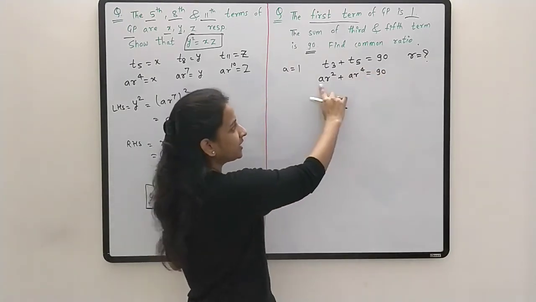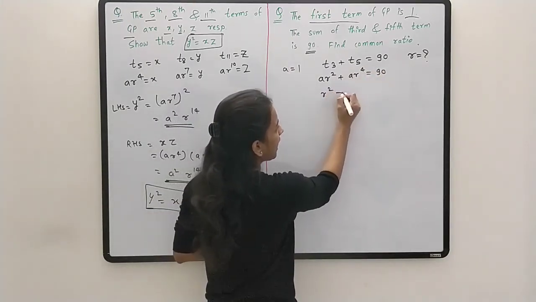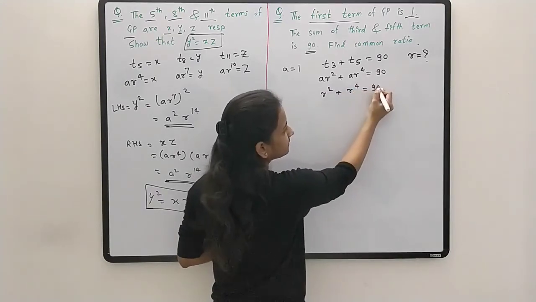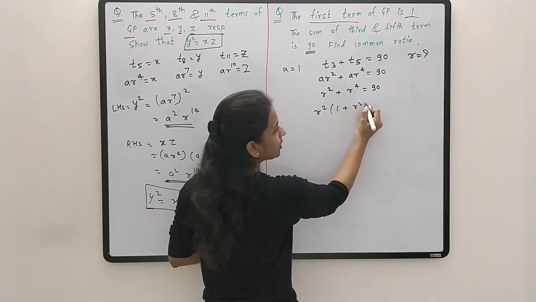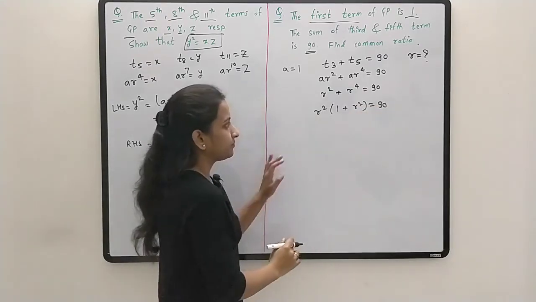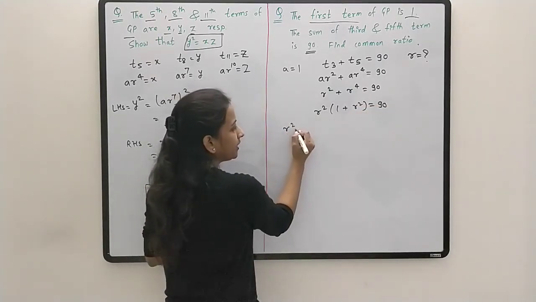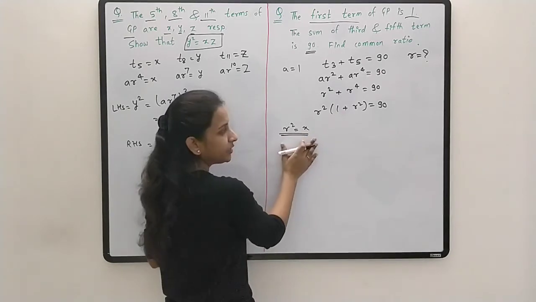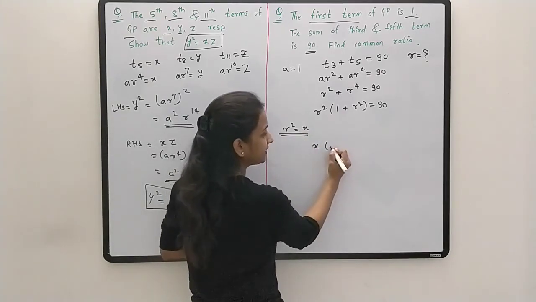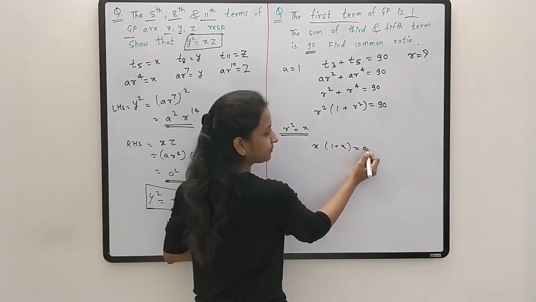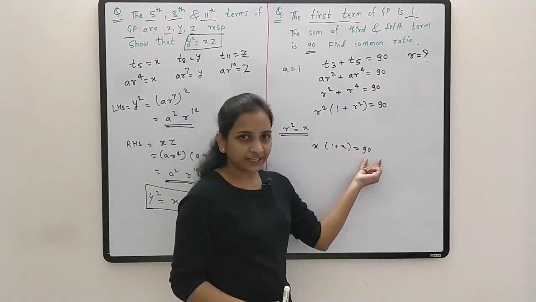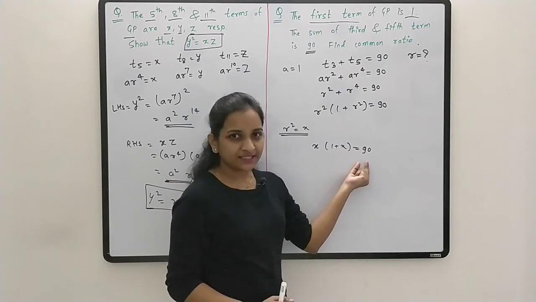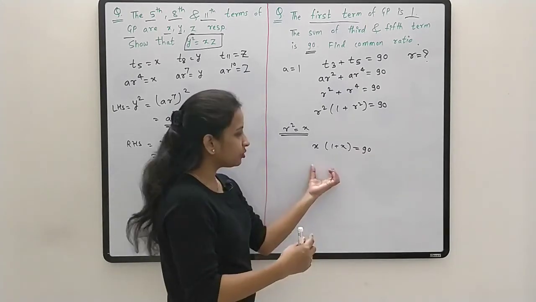Here A is 1, so let's substitute it. So what we will get? R square plus R power 4 is 90. Right? Now let's take R square common. R square into 1 plus R square is equals to 90. See, here R square is equals to x. Here I am substituting this. So we can say x into 1 plus x is 90. Product of two consecutive numbers is 90. See, this number is easy. That's why we can do calculations orally.